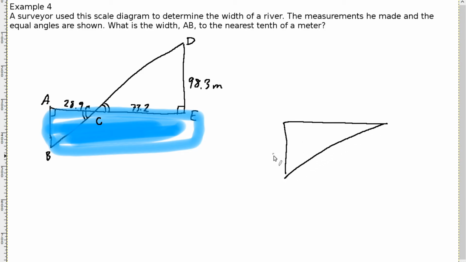So we actually have E here, D down here, and C over here. I've just turned this one around. And D to E is 98.3, and then E to C is 73.2. I find it a lot easier to work with these when they're in the same orientation, so that's usually what I do first. But let's set up our proportion.